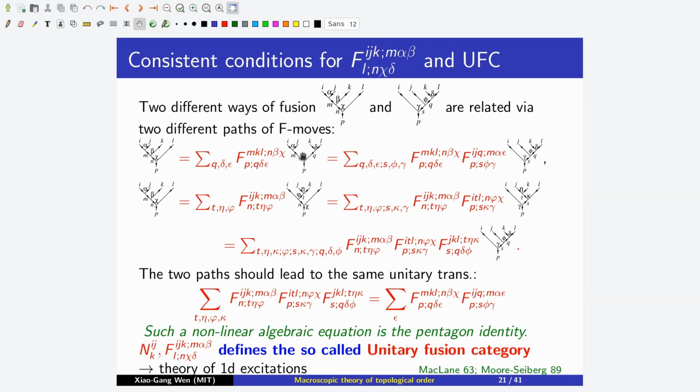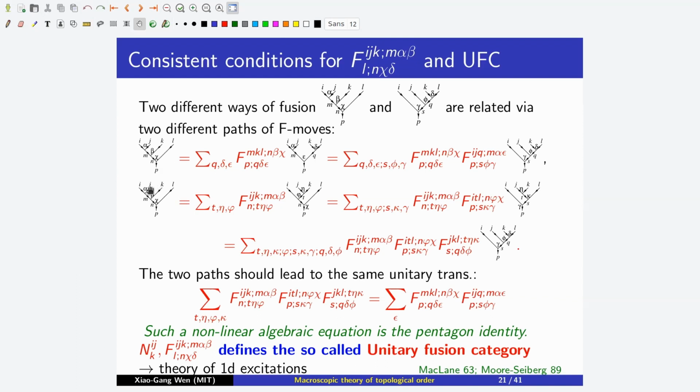So these two different fusions give us this kind of F symbol. And then we can do another step. You can see this go from here to here. We first bring this K line from the left to the right, and so on. And so using two F symbols, we can make the connection.